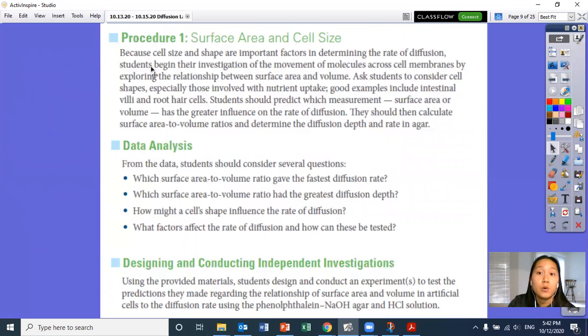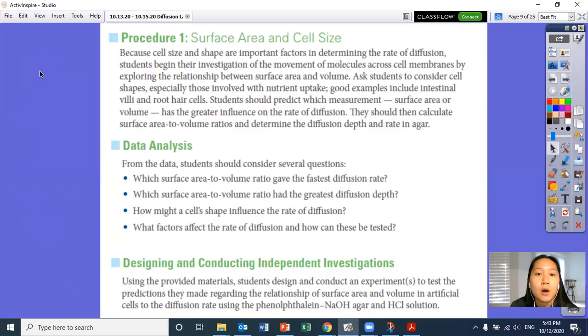So this is essentially what your actual lab paper was going to say. But since we're not printing it out, I have it on here instead for y'all. So you can pause to read it if you want, or you can just listen to me read it now. So for procedure, you're going to do a surface area and cell size comparison and diffusion rates, right? Diffusion, so basically absorbing materials into the cell.